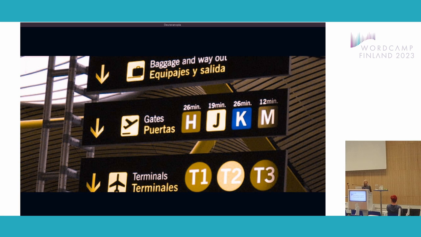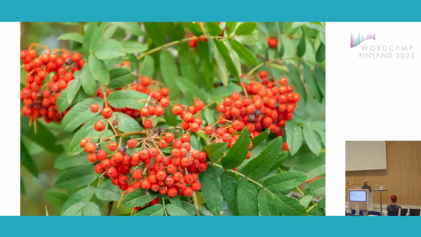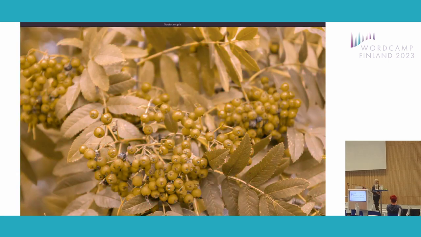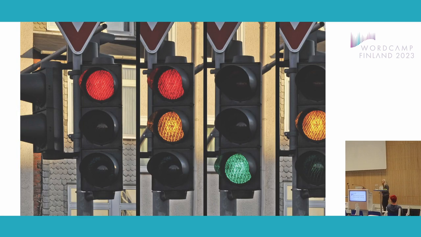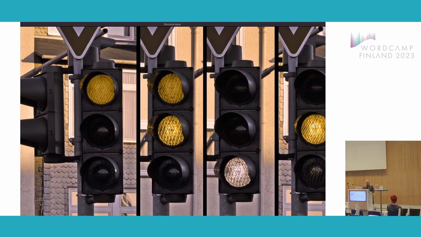Do you remember the really bright berries that we saw earlier? Well, this is what you see if you are colorblind. Basically, the berries are almost the same color as the green leaves in the background. And even with traffic lights, funny enough, it's red and yellow that look very similar. So in this case, we're aided by the placement because the red is on top. Everybody knows that. So in that case, it's easier.